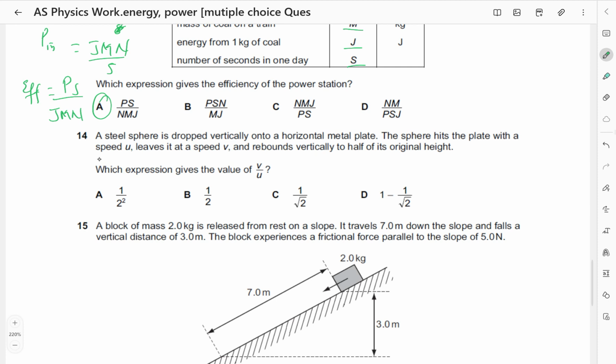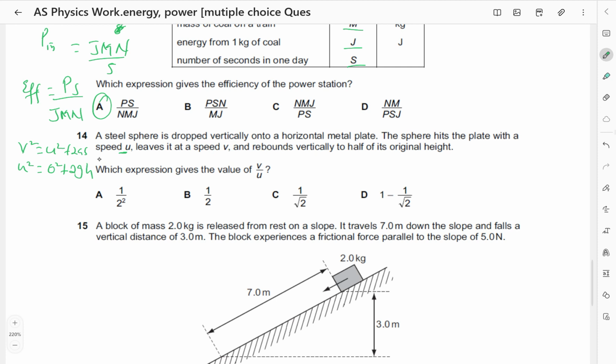A steel sphere is dropped vertically onto a horizontal metal plate. The sphere hits the plate with a speed u. It is dropped, so the initial velocity is 0. Using v squared equals u squared plus 2as, this time u is the final velocity when it hits the plate. So the final velocity squared is u squared, the initial is 0 squared, and because it's falling, this will be plus 2g, through a distance h.